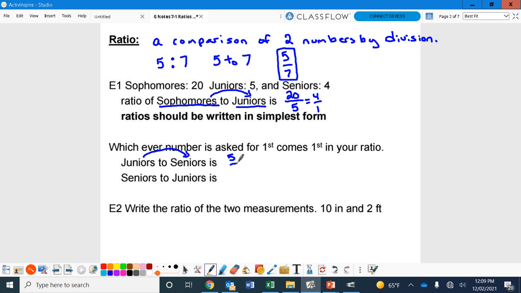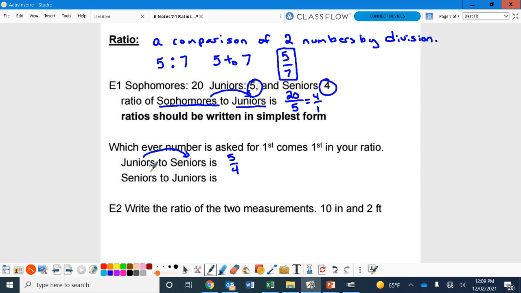Good. 5 over 4, because there are 5 juniors and there are 4 seniors. Write it over the 4, 4 seniors. Now that, guys, as a percentage would be 125%. For every 5 juniors, there are only 4 seniors.